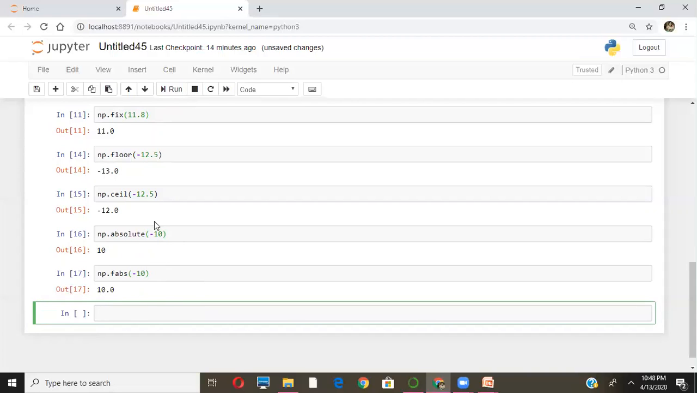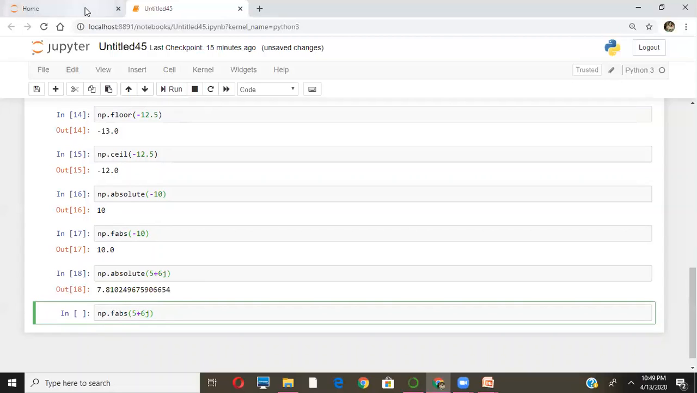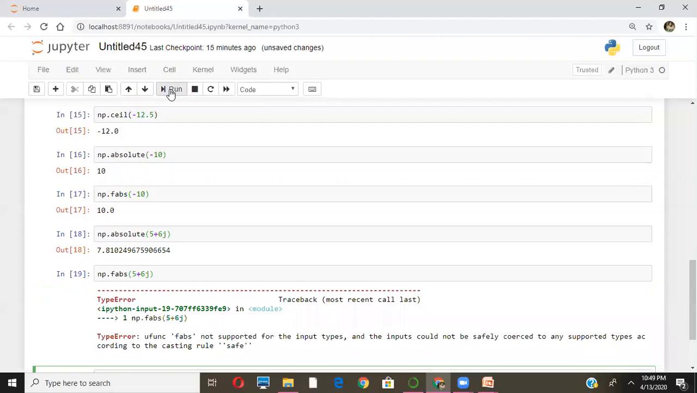And one more difference between these two is that absolute can handle complex values. Like, I can give here np dot absolute and write 5 plus 6j. So I can give the complex value here. It just gets handled, it calculates and it comes out. But if I try the same thing with fabs, it will come out with an error. So basically, fabs will not be able to handle complex numbers.